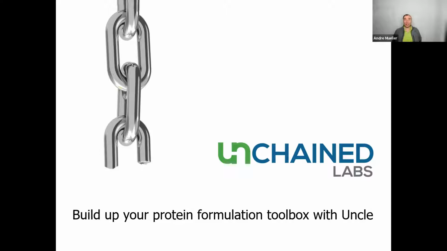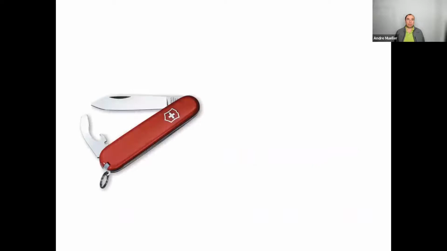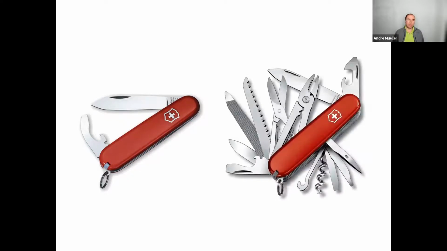I will talk to you for the next couple of minutes about how to build up your formulation toolbox with Uncle. When you think of analytical lab equipment, most of it does one thing really well, and maybe there's a second function to it. When I think of Uncle, I would compare it more to this multi-tool. It is a collection of features that help you tackle most of your issues that you might have with biologics and biologics formulation, and is a true multi-tool, a one-stop shop for all your protein formulation and protein stability needs. How does Uncle do this?